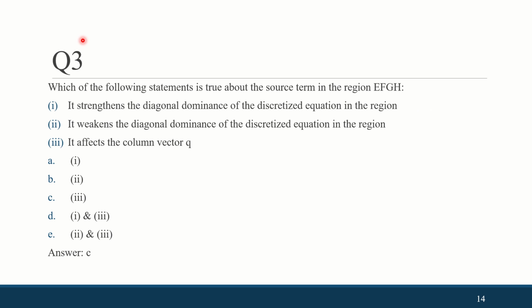And EFGH is a smaller domain. It was having a constant source term, so that would be affecting only the RHS part, that is Px equal to q. Q matrix alone would be affected. Since q is a column vector, q alone would be affected.